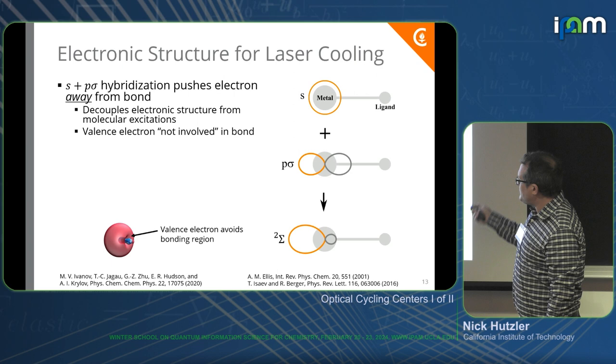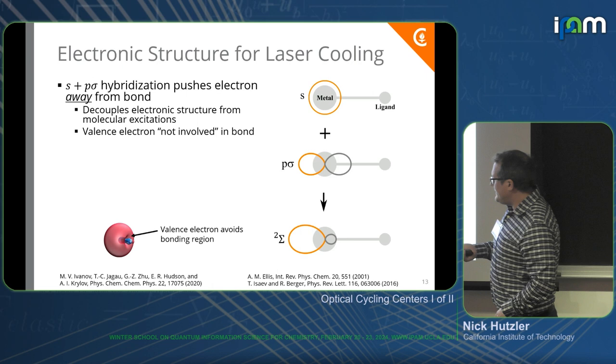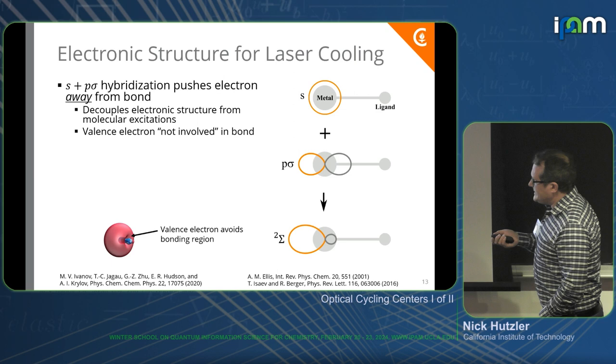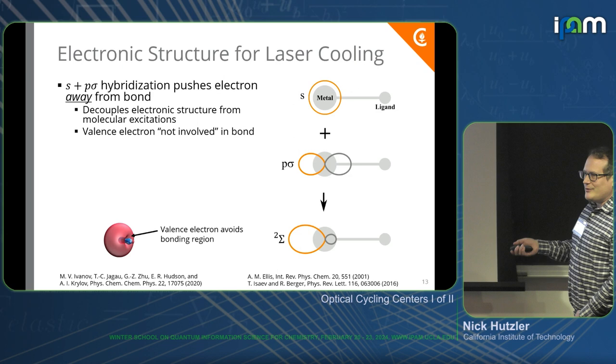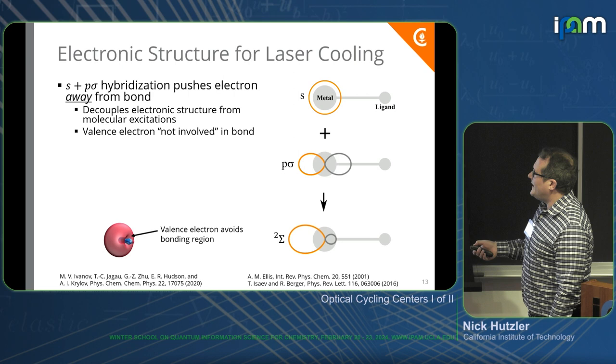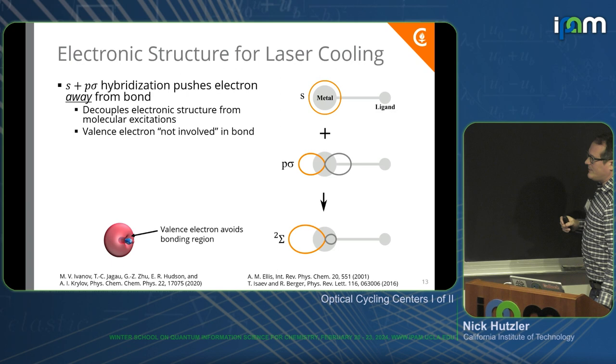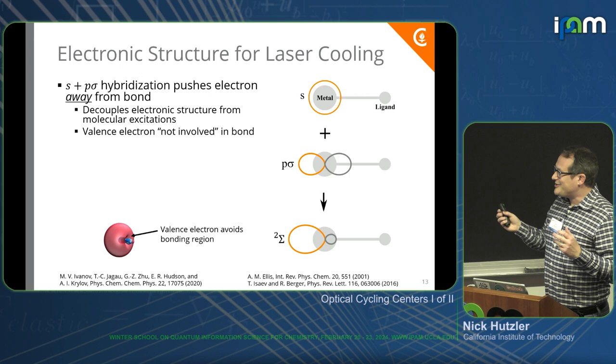This is an actual calculation from this paper that Anna's group put out a few years ago. You see that there really is this kind of dimple around the bonding region. The electron wave function really avoids the bonding region. So in some sense, the valence electron is not very involved in the bond, and you get this decoupling of electronic structure and molecular degrees of freedom, which is what you want for this, at least.